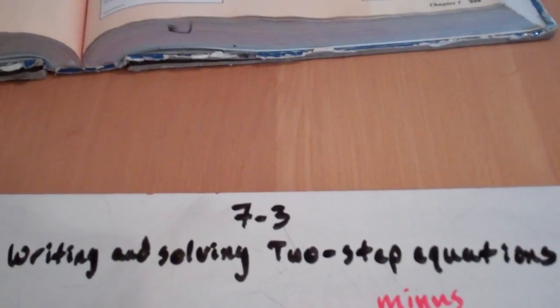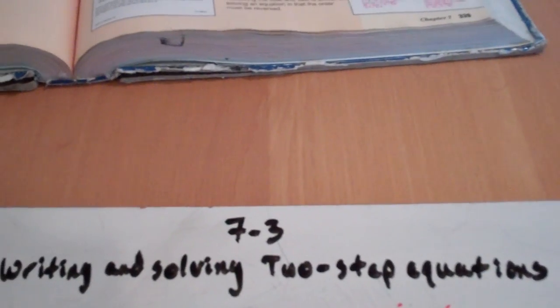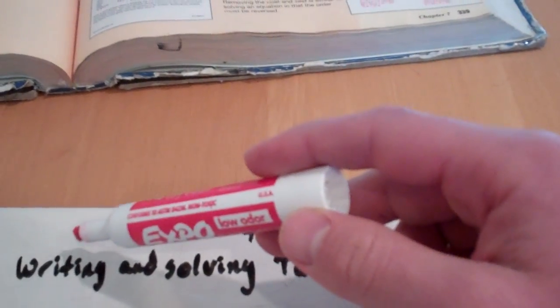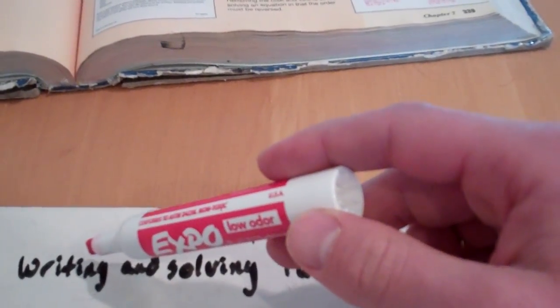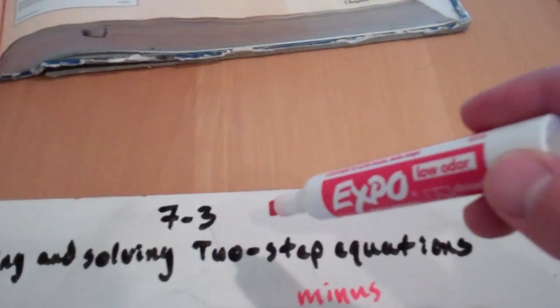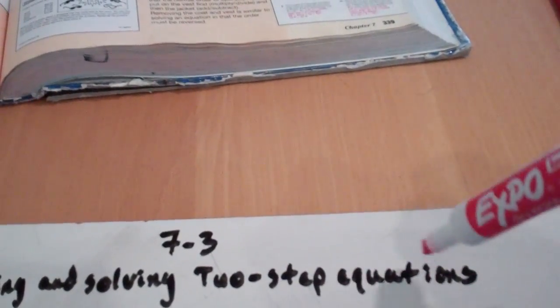We're doing chapter 7-3, which is writing and then solving two-step equations. We're going to be given some words and we have to translate them into an algebraic expression. And then we're going to have to solve, and we're going to have to use two inverse operations for that to occur.